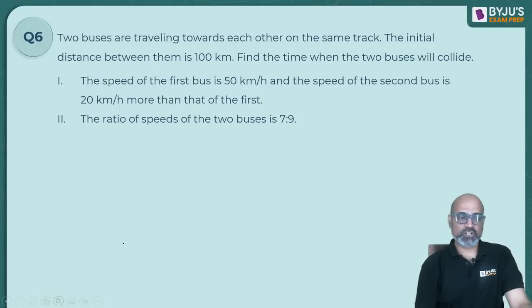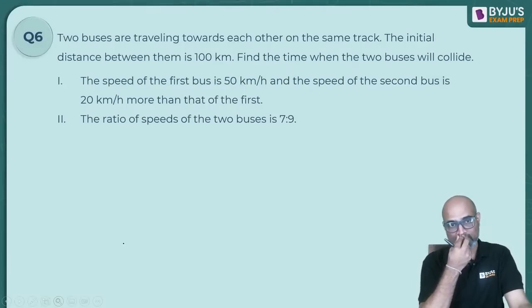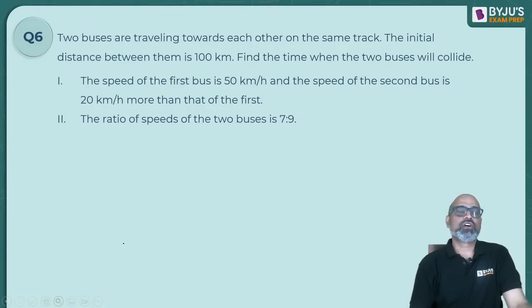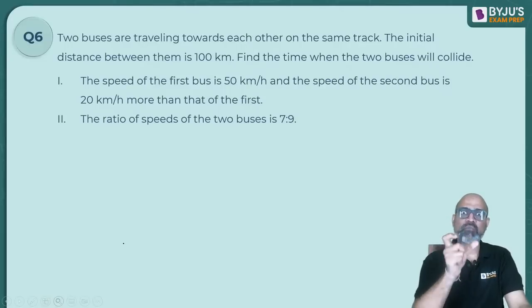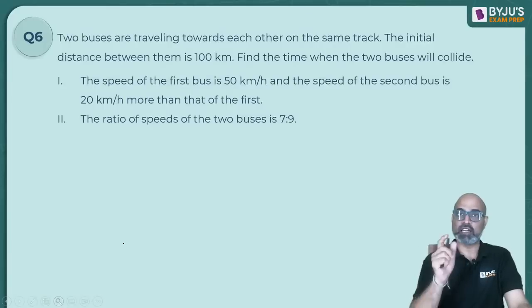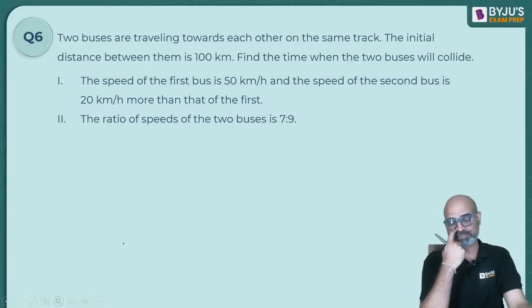So the question is again based on TSD. Two buses are traveling towards each other on the same track. They are about to collide. The initial distance between them is 100 km. Find the time when the two buses will collide. See, I told you, same track, opposite direction. Okay, so what do I need if I want to figure out the time in which they are going to collide? I need their speeds or the sum of their speeds. Individual speeds are not known. The sum of the speeds is good enough. Not ratio, nothing. Actual, because we need the actual time.